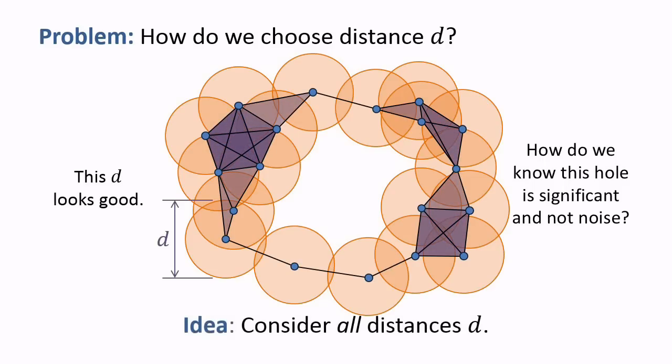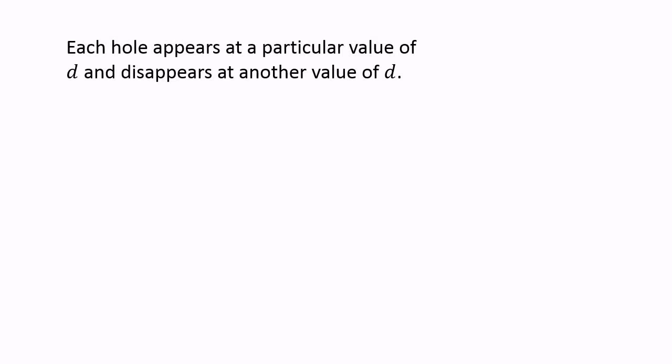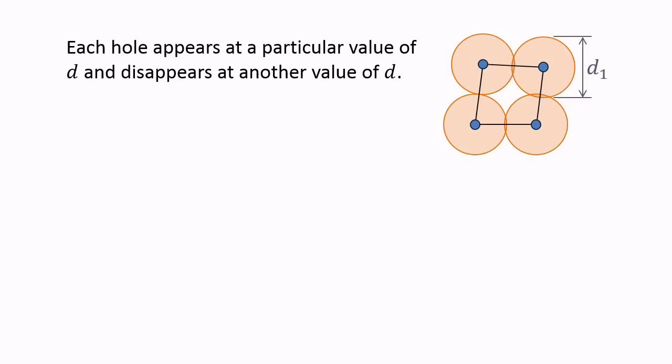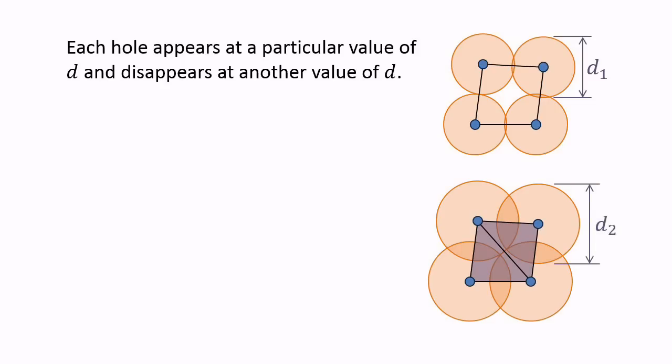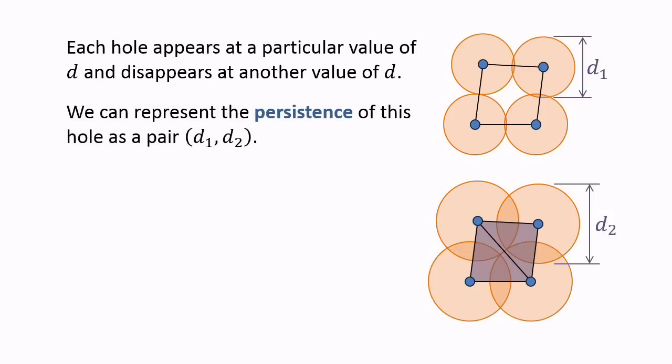Rather than choosing a single distance d, we consider all distances d. Observe that each hole appears at some particular value of d and disappears at another value of d. For example, consider these 4 points. There is some smallest distance, d1, which is just large enough for these 4 edges to appear, creating a hole in the middle. For the same configuration of points, there is another distance, d2, which is just large enough for an edge to appear between opposite points. This completes 2 triangles that get filled in, and the hole disappears. So the hole appears at distance d1 and disappears at distance d2. We can represent the persistence of this hole as a pair, (d1, d2).